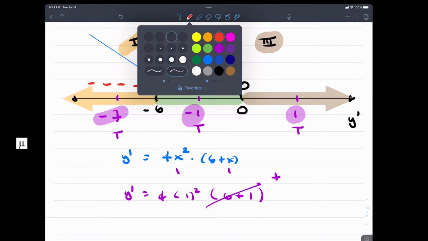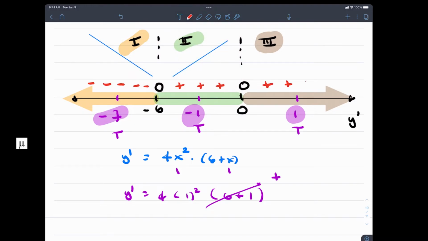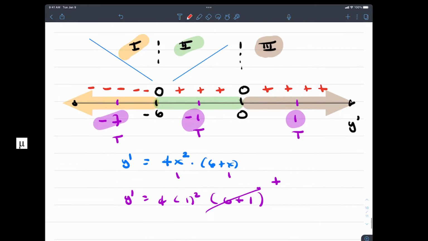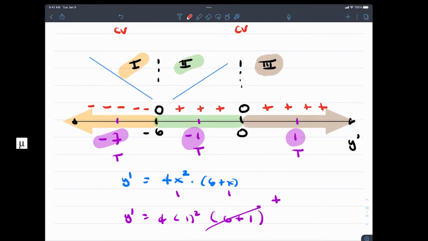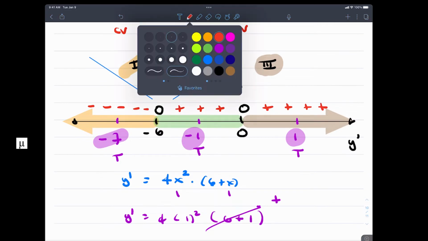What do we notice here? Looks like region 3 is also what? Positive. So check to see if everything I did is okay here.